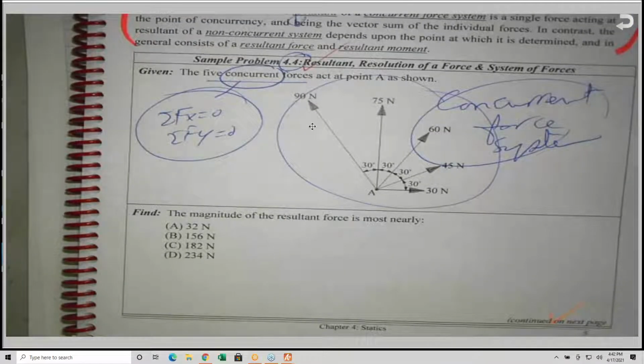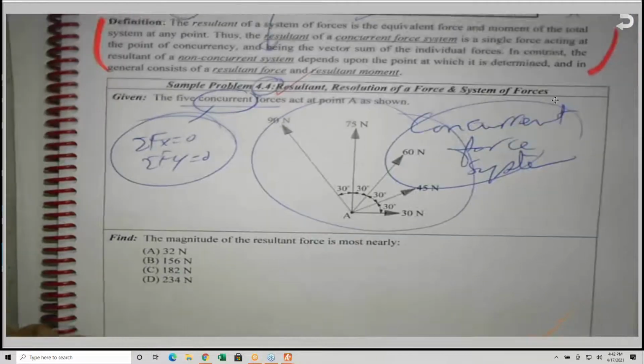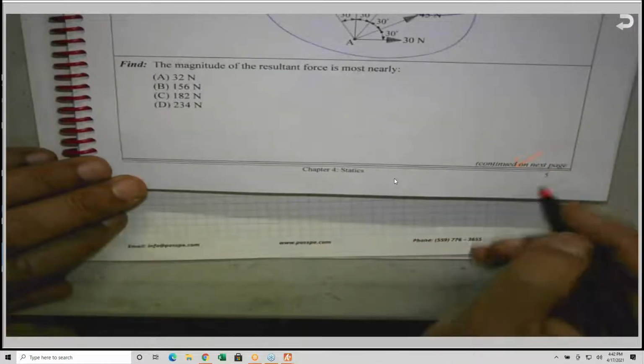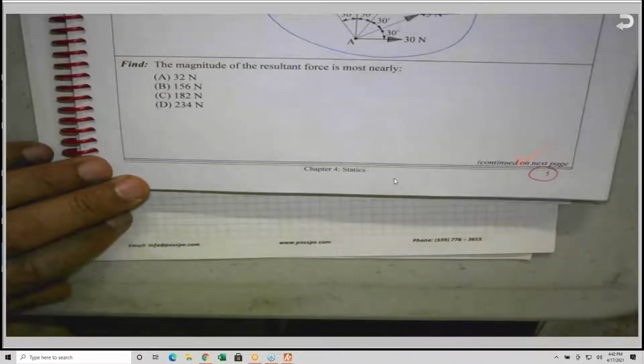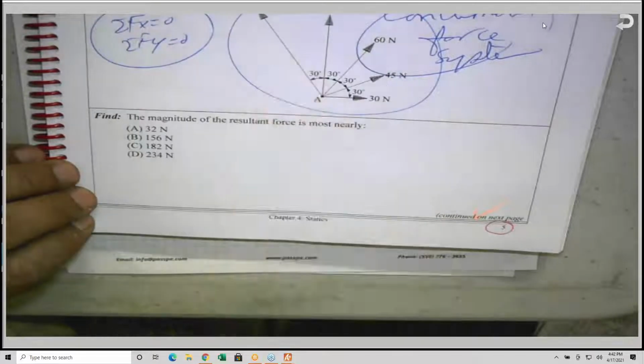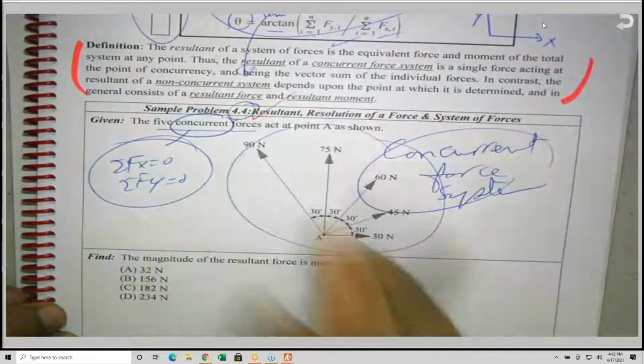So let's go over this resultant problem here, problem 4-4. Okay, this is on page 5. From the sample problem, you should know what page you are on, okay? Page 4, but page 5, okay?